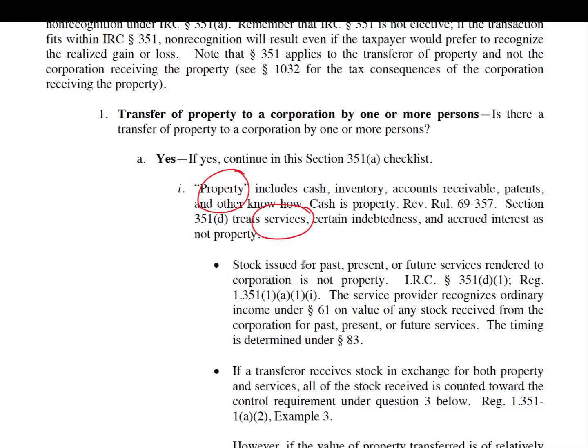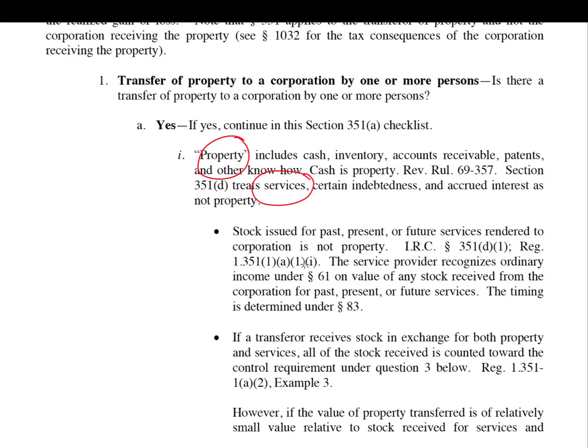If a transferor receives stock in exchange for both property and services, all the stock received is counted towards the control requirement under question 3 below. We're going to see various questions later on. What do I mean? Let's say that A is a shareholder, and A is going to contribute $100,000 of cash to a corporation. A is an individual shareholder because A is going to receive some stock for $100,000 of cash and also $10,000 worth of services.